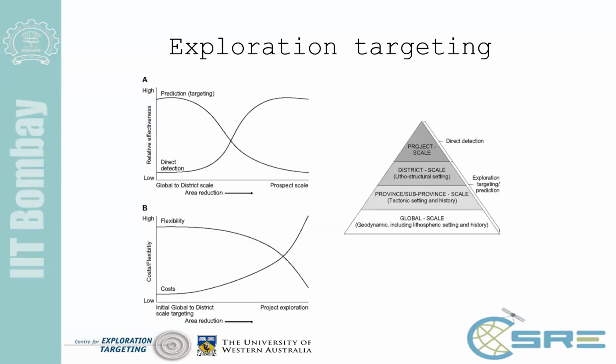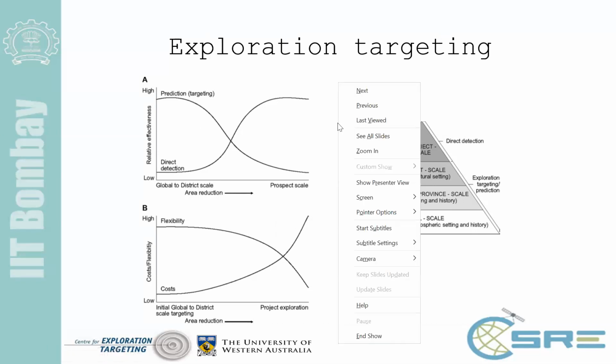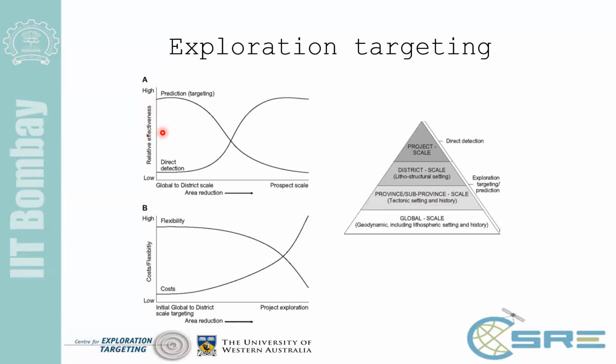So this is about prediction of mineral deposits versus detection of mineral deposits. And if you look at this plot here, we find that as the area reduces, the prediction becomes less effective and detection becomes more effective. But if I look at the costing and the flexibility, the cost of direct detection is prohibitive when I'm working at a province scale or a district scale. And it's only when I go up to the project scale that the direct detection techniques become more important.